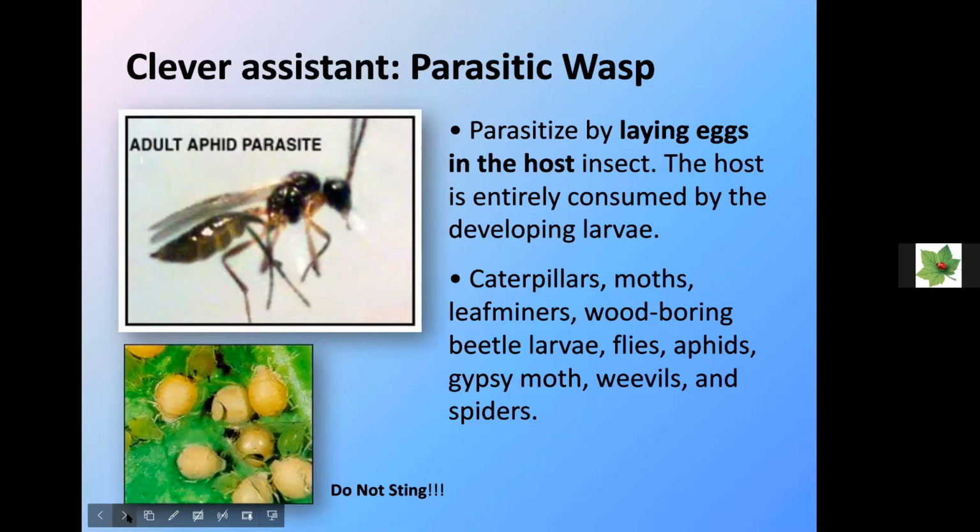And as you can see here in the bottom picture, if you ever see this, which almost looks like a little puffed brown rice or a puffed aphid, that is an aphid that has been parasitized by one of these wasps, which is a good thing. It means that you have them in your garden and they are doing their job.